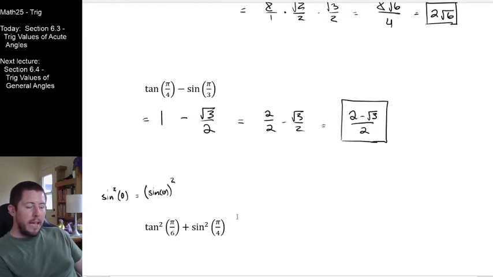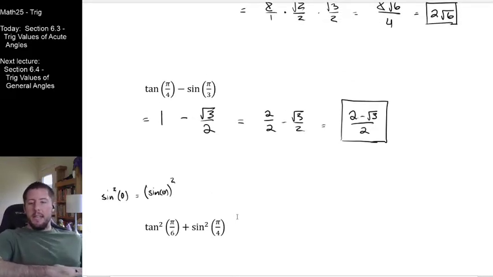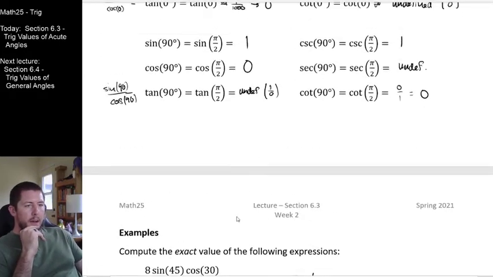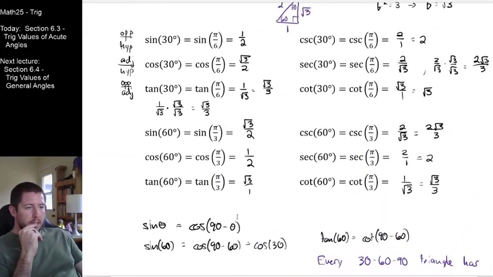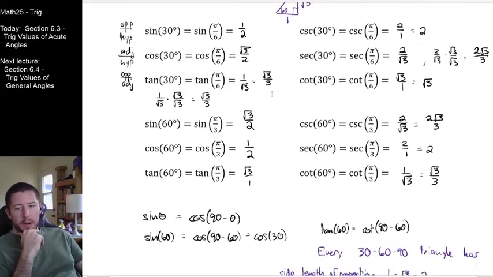So tangent of pi sixths, remember that pi sixths is our smallest important angle, therefore it's 30 degrees right there. And we saw this one, tangent of pi sixths, there it is. We got root 3 over 3.